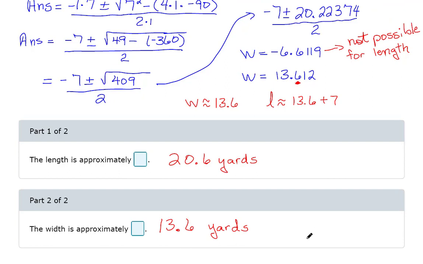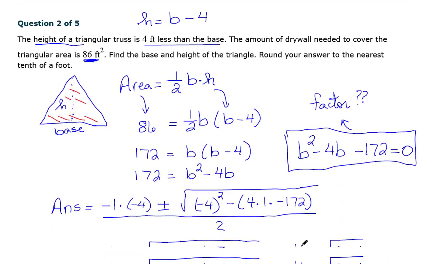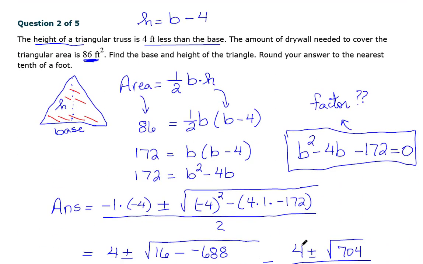So draw a picture, fill in piece by piece the information that we need. All right, in question 2, we have the height of a triangular truss. Well, doesn't really matter what it is. It's a triangle shape. And what do I know about triangles? Well, I know triangles have a height and they have a base. And the area of them is 1/2 the base times the height.